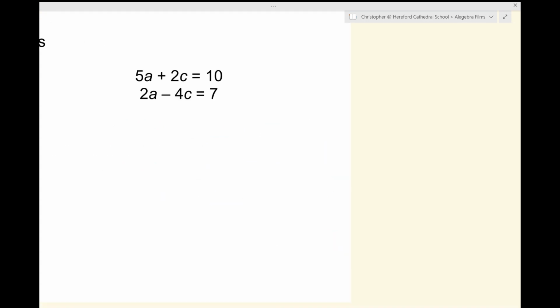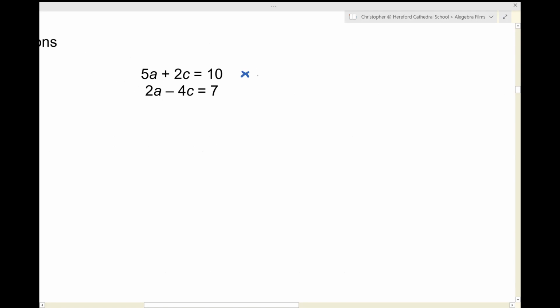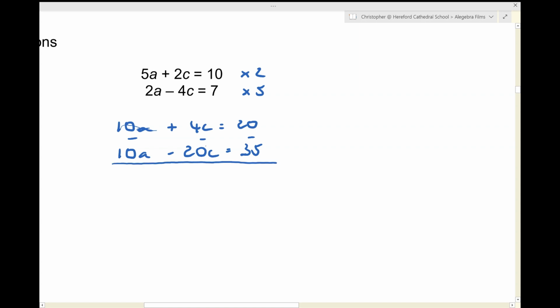Question 3, let's get the a's equal and then subtract. So I'm going to multiply this top equation by 2 and the bottom equation by 5 to give me 10a in both equations. So the top equation is 10a plus 4c equals 20, and the bottom equation is 10a minus 20c equals 35. I'm going to subtract the equations, which is going to give me 4c minus minus 20c. 24c equals minus 15. Use your calculator. Minus 15 divided by 24 is minus 5/8.